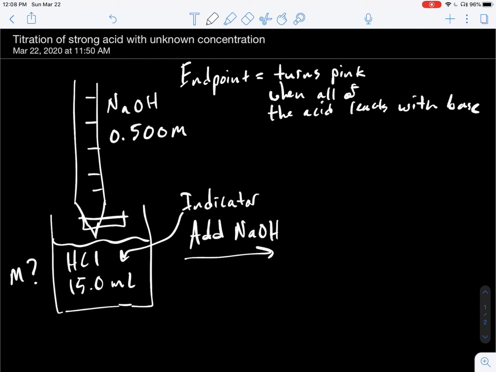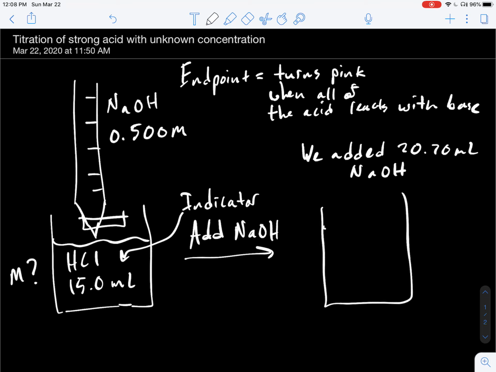What that actually is, is a slightly basic solution, but it's so close to the equivalence point, the end point of the titration, that we use that point to say all of the acid is now reacted. So let's say we added exactly 20.70 milliliters of NaOH.